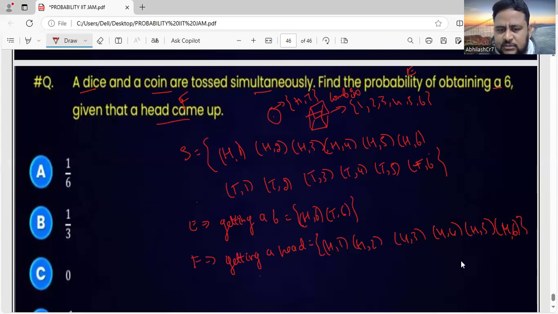Okay, this is about this. Now, if we talk about the intersection of E and F, what is common here? H and 6. H and 6 is common. So this will be what, friends? It will be (H,6).